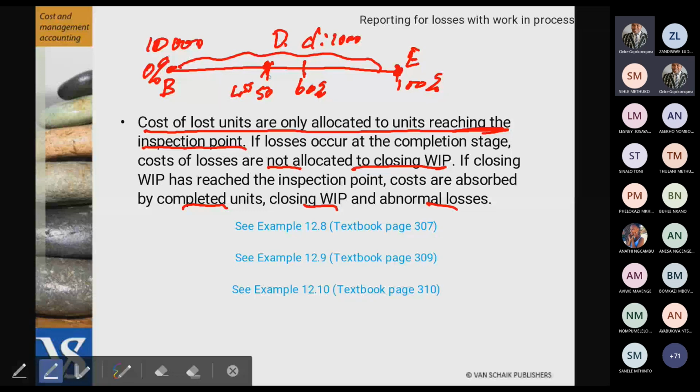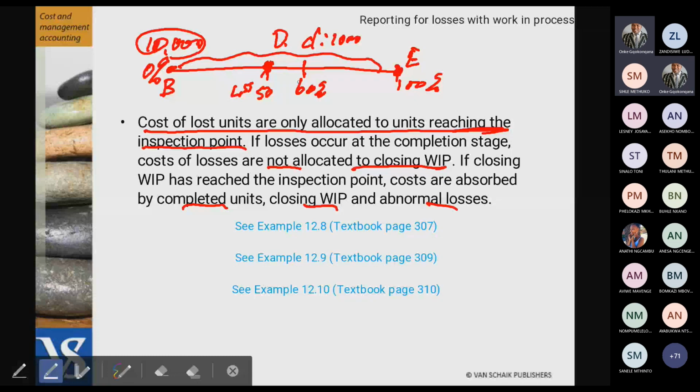So we've inspected the loss out of 10,000 units. Hence, in this case, it means that your closing work in process is also going to take a share in the normal loss cost sharing, because it has already passed the inspection point. I'm sure that now you are getting it, or you are not, but when we do the practical exercise, you'll be able to understand what we are talking about. But if you do understand it now, that's well and good.